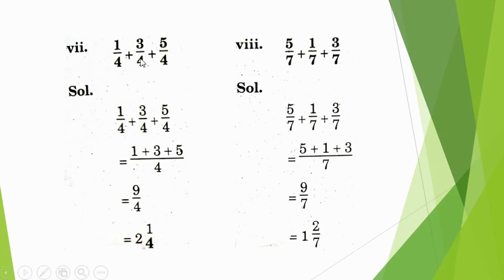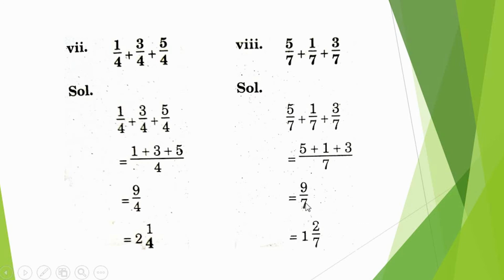Question number 7. 1 over 4 plus 3 over 4 plus 5 over 4. Now the denominators are same. We take 4 as denominator. Add 1 plus 3 plus 5. Answer will be 9 over 4. When we divide 9 by 4, answer will be 2 and 1 over 4.